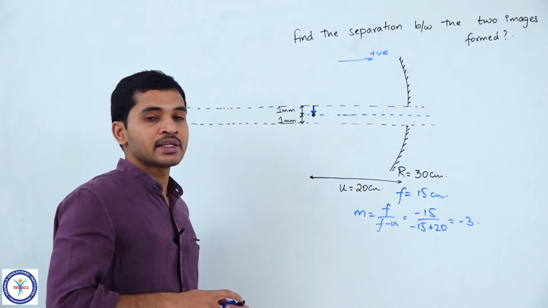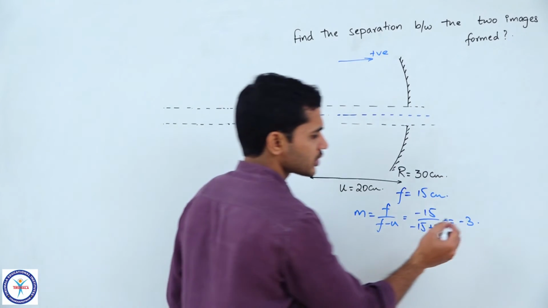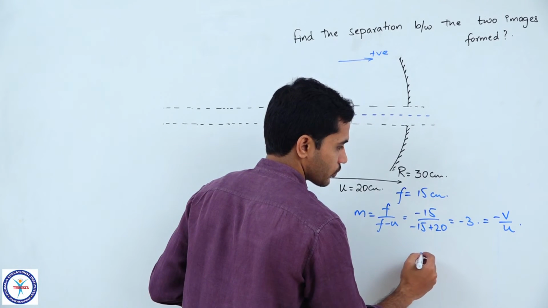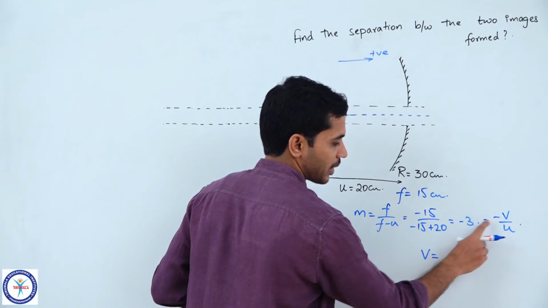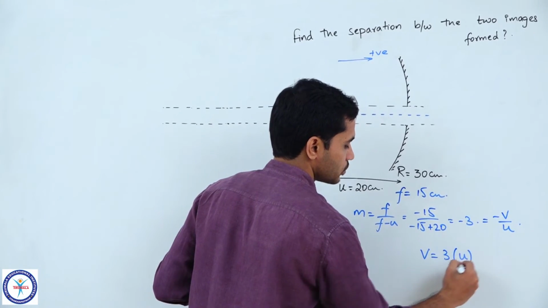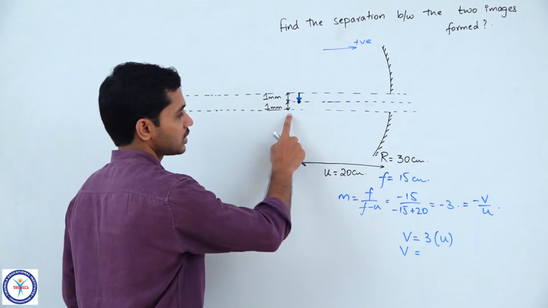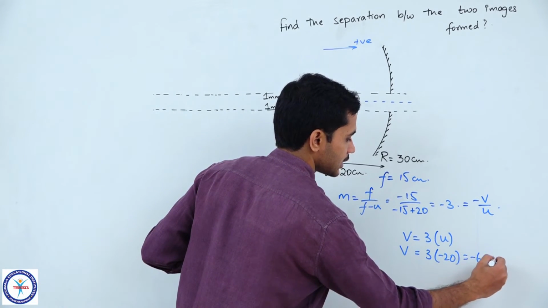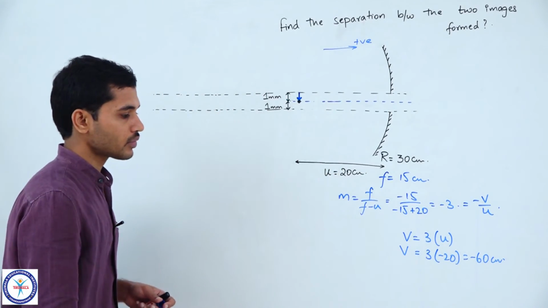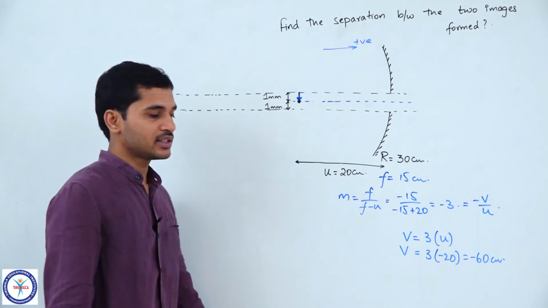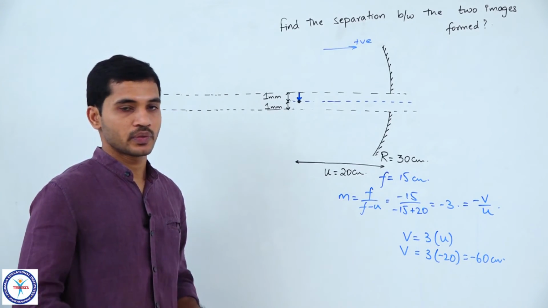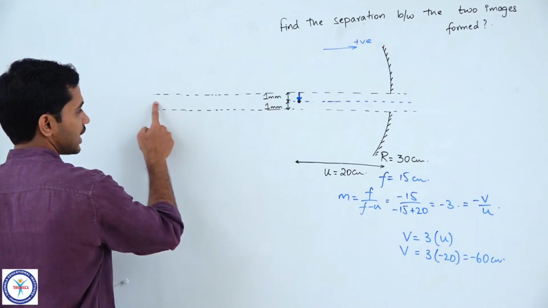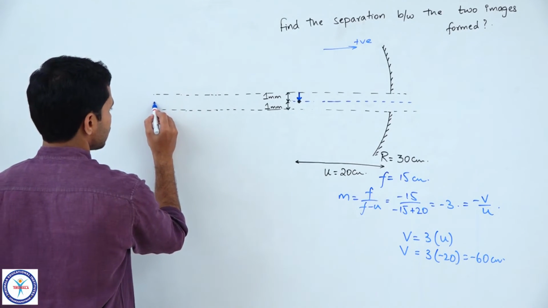It will automatically mean that you can also equate this with minus v by u and find the value of v also. So, you get the value of v is equal to minus, and minus will get cancelled, so 3 times u. Which means v is equal to 3 times minus 20, which is minus 60 centimeters, correct. You can also use the mirror formula to calculate v, but because I have found the magnification, I continued with that. Because the object is at 20, we can say that the image will be formed for this object at 60 centimeters. So, let us say it is somewhere over here.